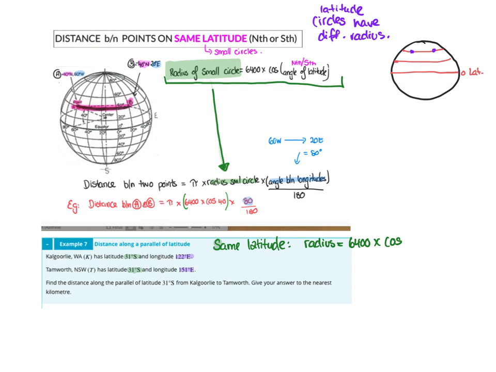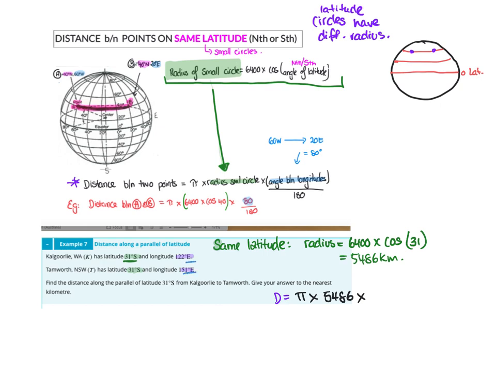So if you look here, it's 31 south. So we're going to do cos 31 and we're going to get our new radius. If I do that on the calc, 5486 kilometers. Now we can use the distance formula. When I go to find the distance, it's going to equal pi times that new radius, which was 5486, times the angle between the two longitudes. So if you look, they're both east.